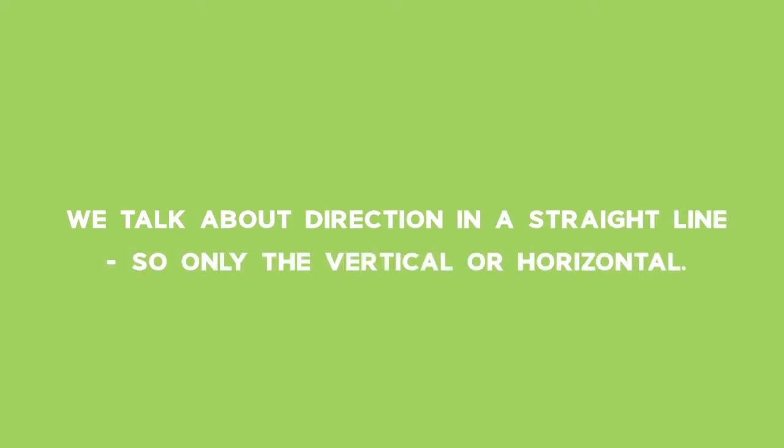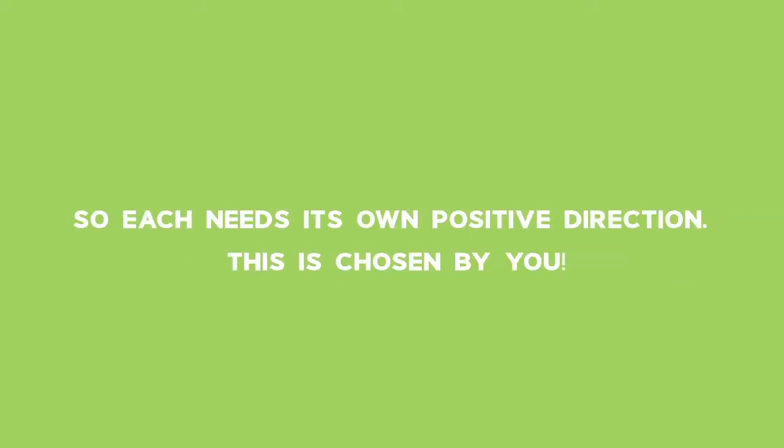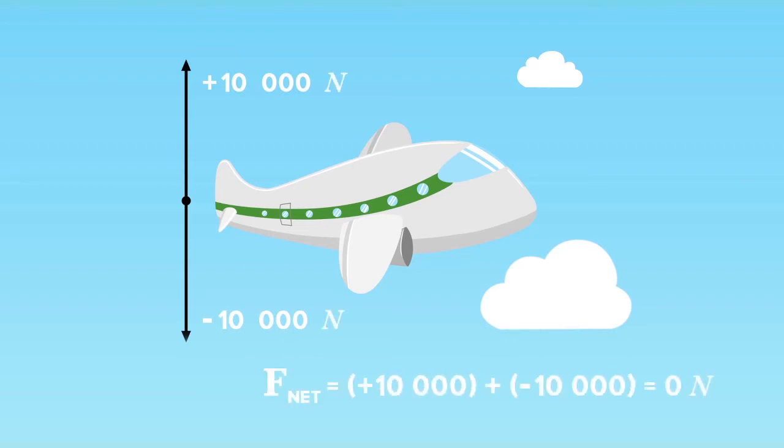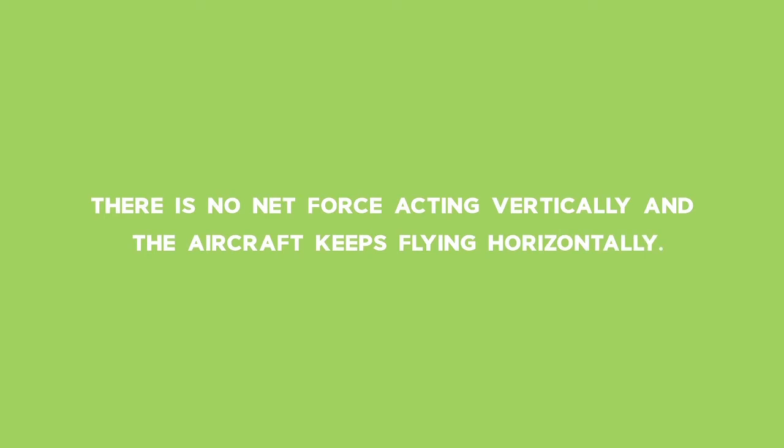We talk about direction in a straight line, so only the vertical or horizontal. So each needs its own positive direction. This is chosen by you. So if we talk about vertical forces, let's make upwards positive and downward becomes negative. So now we can add the two numbers. Positive 10,000 plus negative 10,000 equals 0. There is no net force acting vertically and the aircraft keeps flying horizontally.